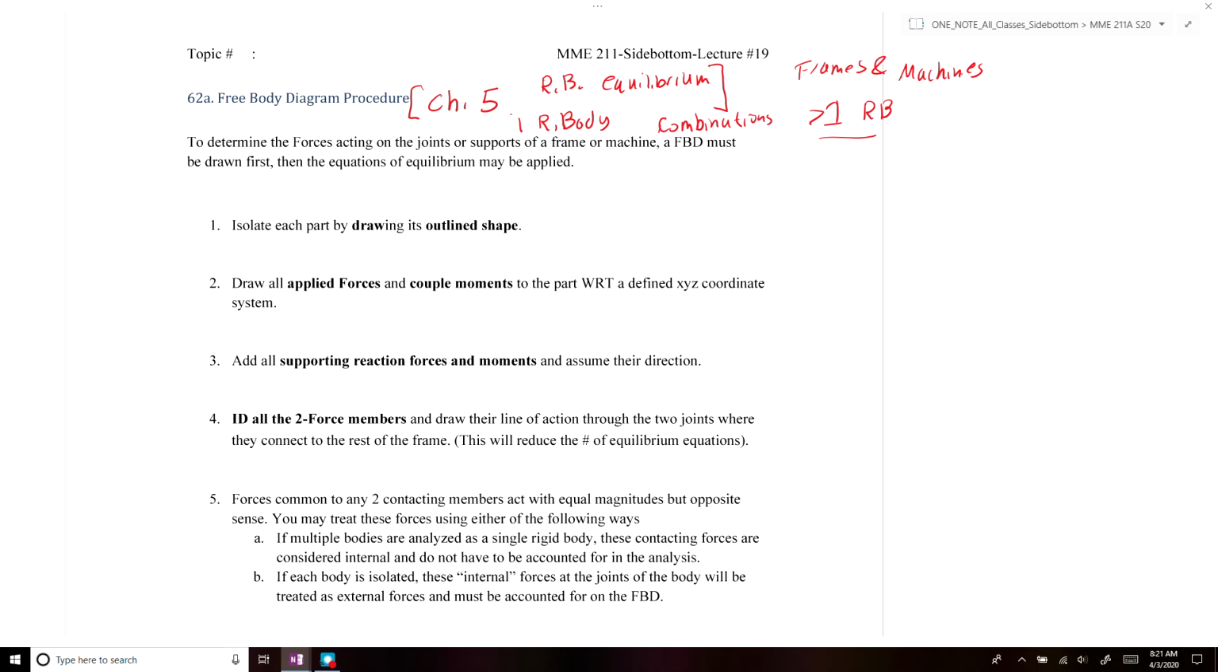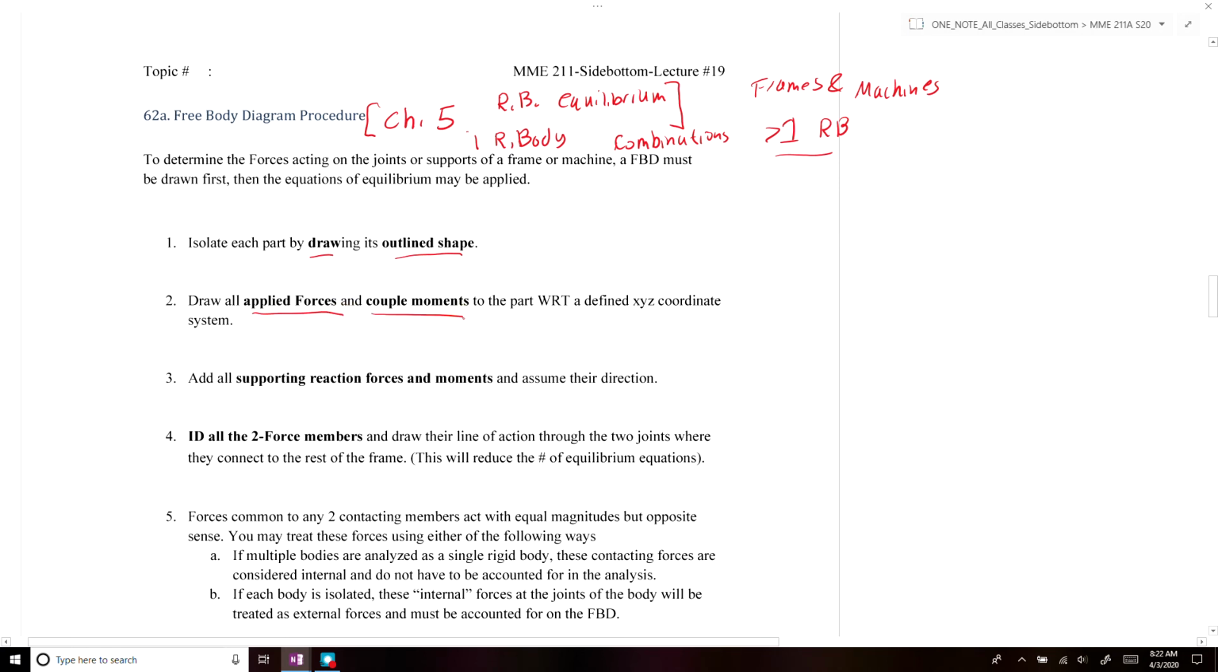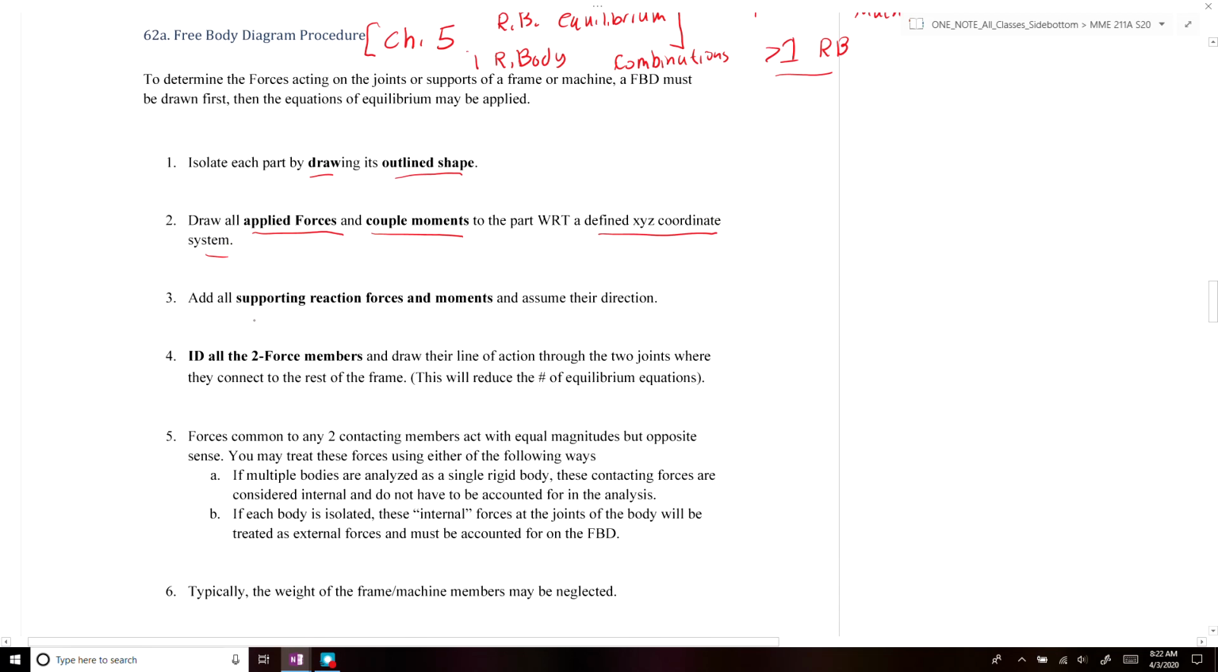All right. So the steps are going to be very similar. The first step is that you need to draw the outline shape of your frame or machine. After you draw the outline shape, you should then draw all the applied forces and couple moments to the part, and you should define a XYZ coordinate system. After that, you have to add all supporting reaction forces and moments and assume the direction of those supporting reactions. Once you do that, you should then identify any two force members within the frame or the machine, and draw the line of action through the two joints where they connect. This will reduce the number of equilibrium equations you might need to apply. It'll hopefully make your life a lot simpler.